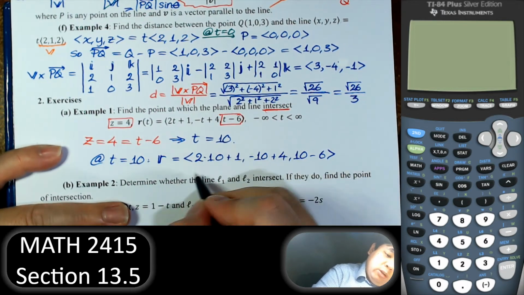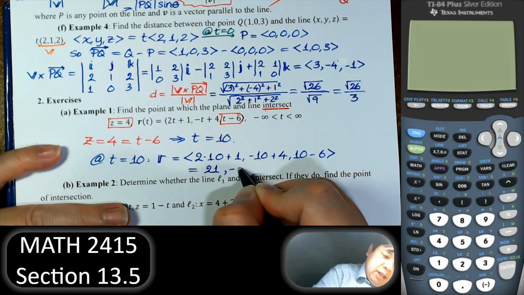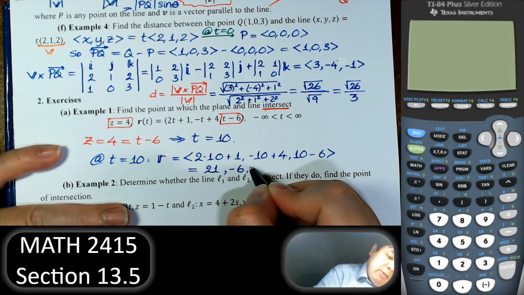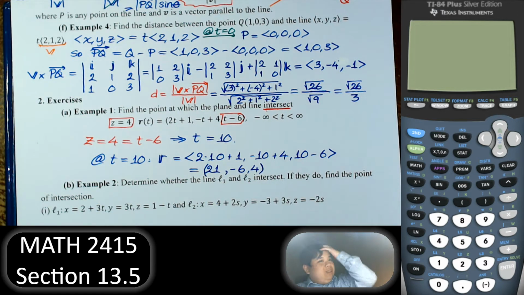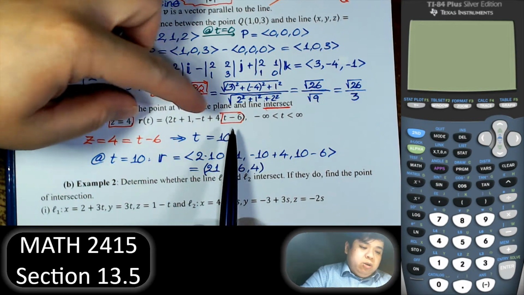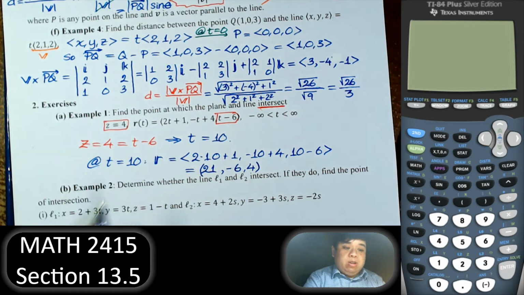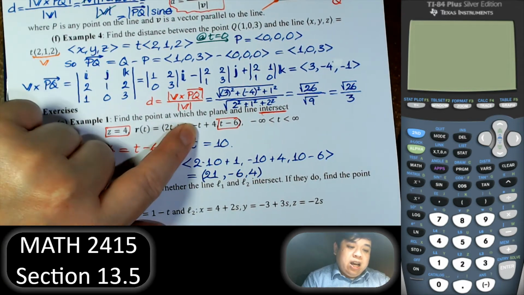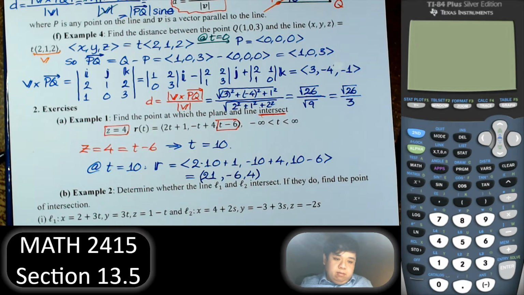So we have the point 21, negative 6, and then 4. We can write that as a point or a vector, it doesn't matter. But they want the point, so yeah, that is the point of intersection. Right, so for the point of intersection, all the x's are equal, all the y's are equal, and all the z's are equal. And so we make them equal, and then we show t is equal to 10. Put 10 here, 21; 10 here, negative 6; and 10 here is 4. So that is the point. Pretty straightforward, right?